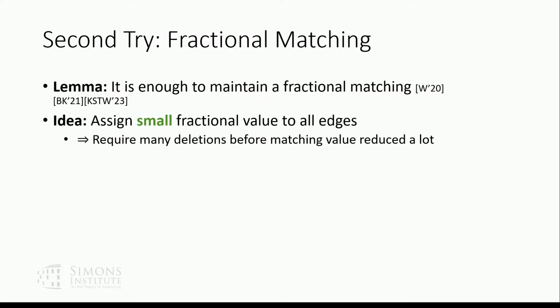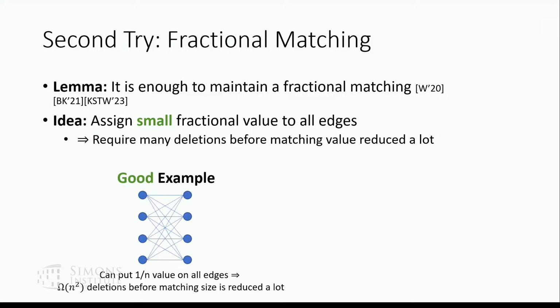Okay. And as I said, the idea now is that we're going to try to assign small fractional value to every edge so that there isn't a large impact from that edge being deleted. So in the complete graph, for example, we're going to use the lazy approach again, but our initial matching is going to just be to put value 1 over n on all the edges. Now note that the adversary needs to delete like epsilon n value to ruin your matching. But that means they have to delete epsilon n squared edges. So they basically have to delete the whole graph just to ruin your one matching.